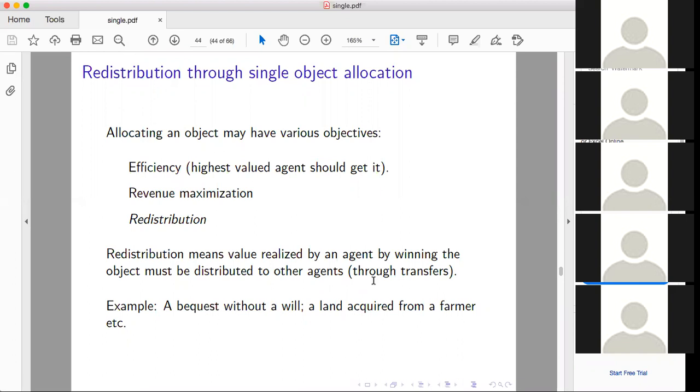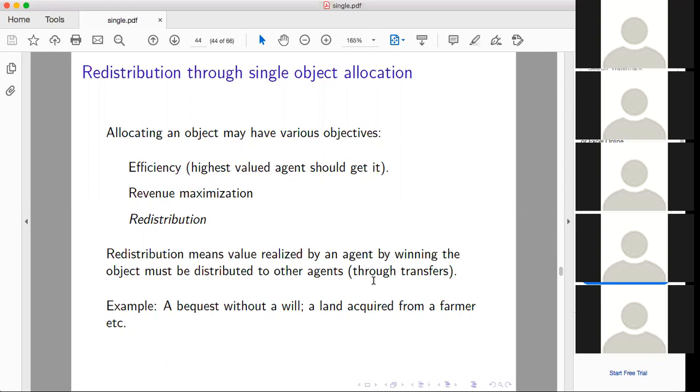So let me step back for a moment and try to tell you why redistribution is important. Of course we are studying single object allocation problems, but even inside the single object allocation problems, the designer may have various objectives in mind. The common objective is efficiency, that the designer just cares about giving the object to the agent who has the highest value. Something like the Vickrey auction can do the job, but we know that there's a class of Groves mechanisms which can also do the job.